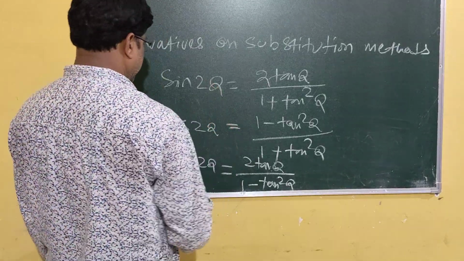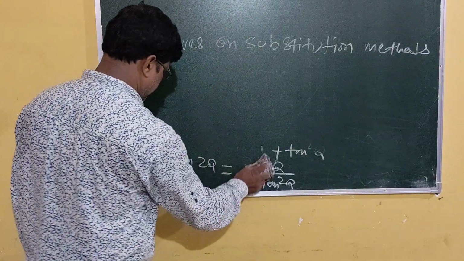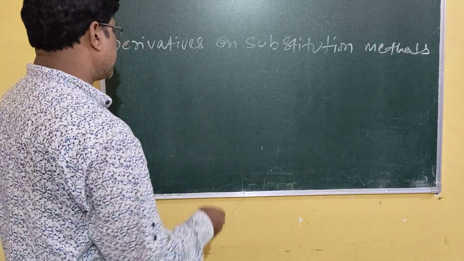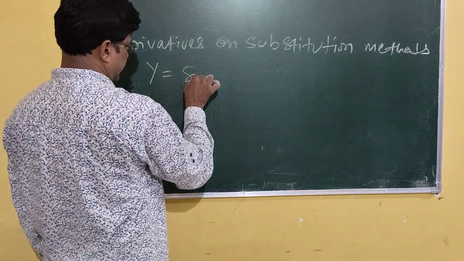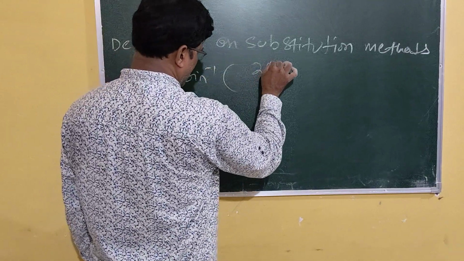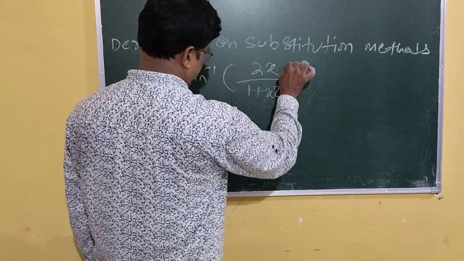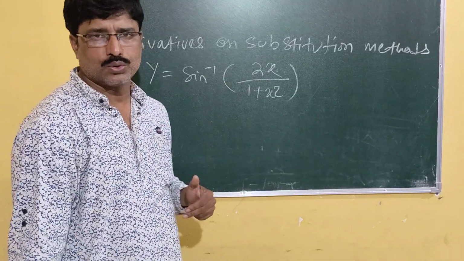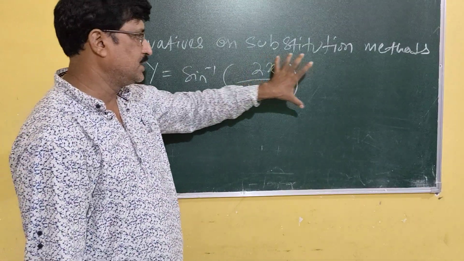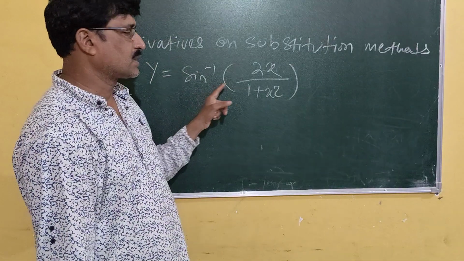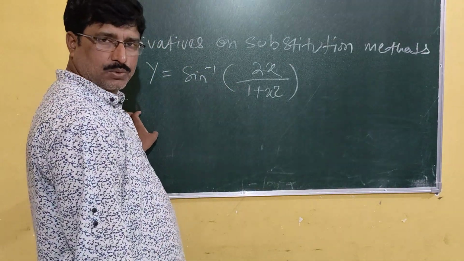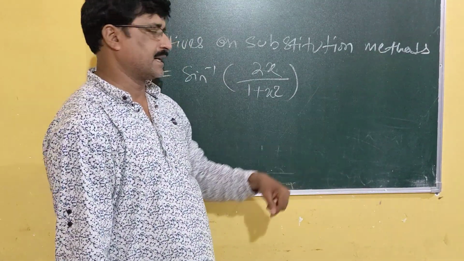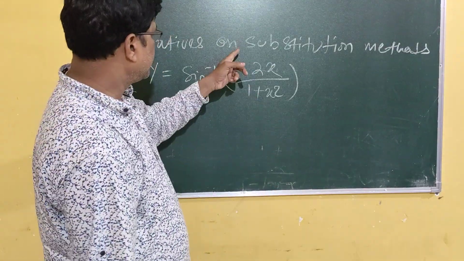Now omitting this one. Based on this problem, I am taking one substitution method. How can we solve the problem by this substitution method? Let y is equal to sine inverse of 2x by 1 plus x square. See, this is an important factor because you can solve this problem in two different ways. We can change this one as u, so it becomes y is equal to sine inverse u, and taking the derivative by our substitution method. But here some simplified methods are there, so it is called substitution.